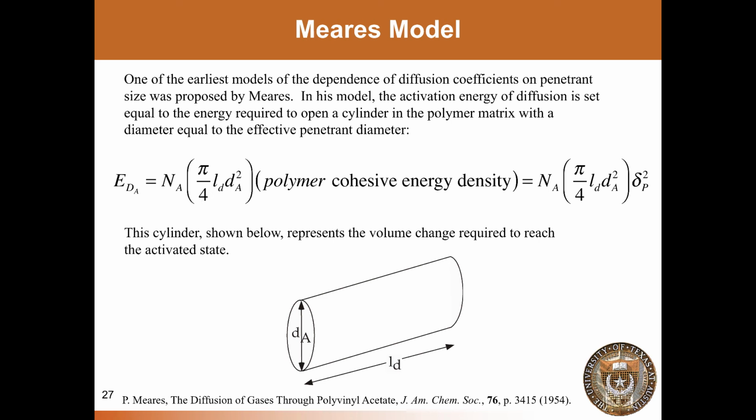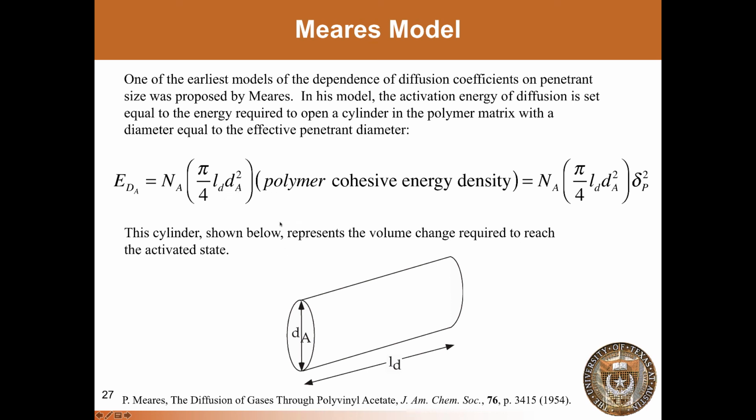If one imagines that when polymer chains separate to create a gap through which diffusion can occur, that gap is almost certainly not cylindrically shaped, but it is elongated. They would tend to be perhaps longer than they are wide, and so Mears approximated that activated state volume as a cylinder of diameter d sub a and of length, the jump length L sub d. And so the volume of this cylinder is given by pi over 4 L sub d times d sub a squared.